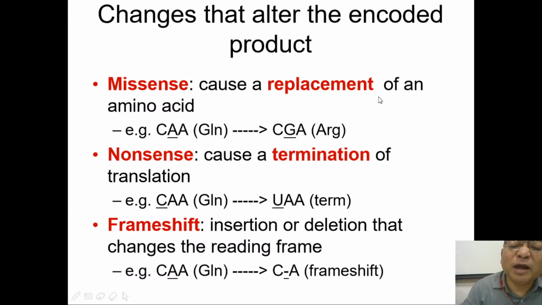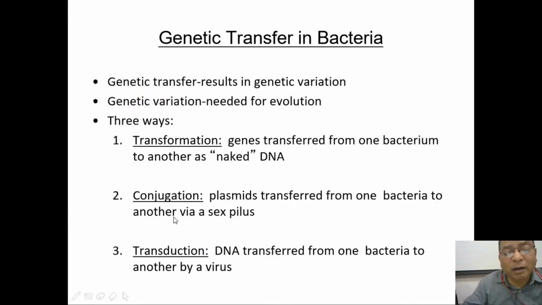So one bacterium has a pili which could connect to the second bacterium. This is called a sex pili, and the genetic material is transferred. Sometimes DNA is transferred to a bacterium by a virus. This I am going to show in a little while. So this is how transduction takes place.